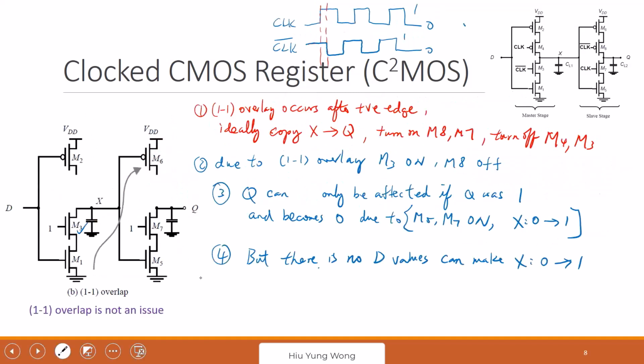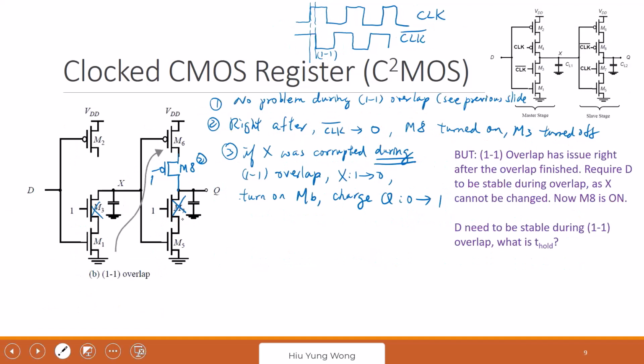Remember here, we keep seeing that we don't care because of Q, right? The only way I can affect the Q is when discharging it from 1 to 0. If this is 0, no problem. But the problem is here. If this were 0, then due to this overlap, right after overlap, you will charge 0 to 1. Is this okay? Any questions?